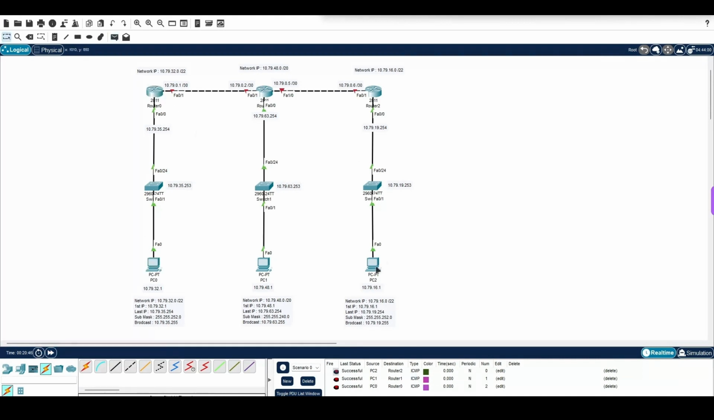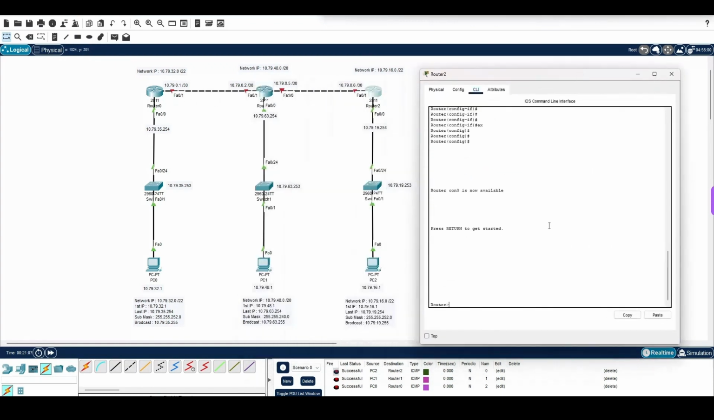Yep. So right now we can see that all hosts on these three branches can ping the router, but right now we want them to ping other hosts in other branches. To do that, we need to configure these links here and do the IP routing commands. So let's start with this router here. First, we need to give an IP to this interface, the FA0/1, and this interface for this router, and this interface.